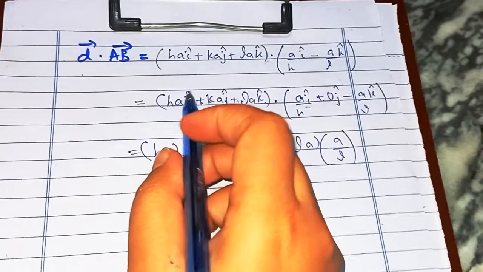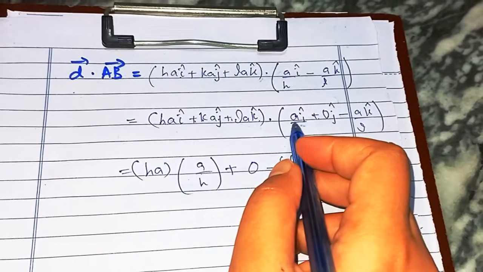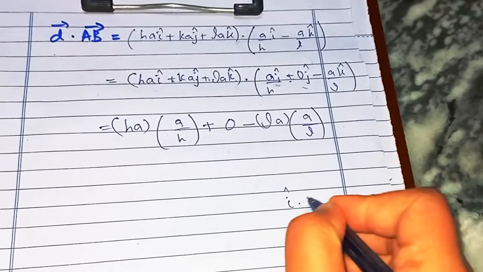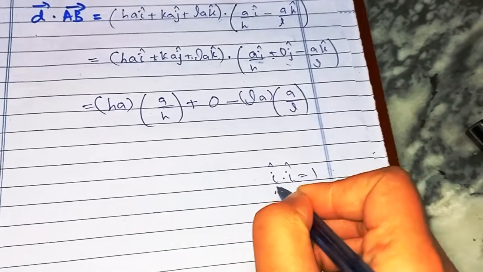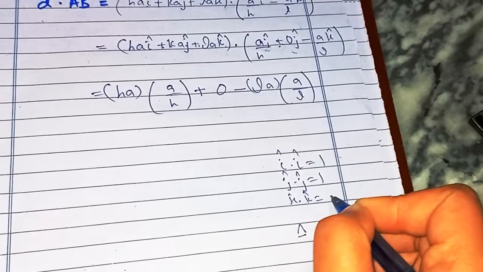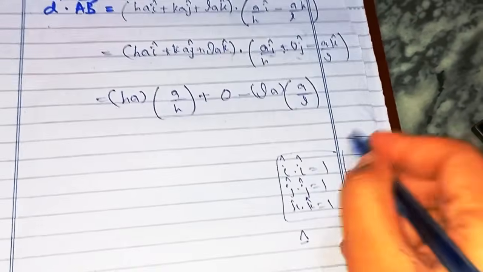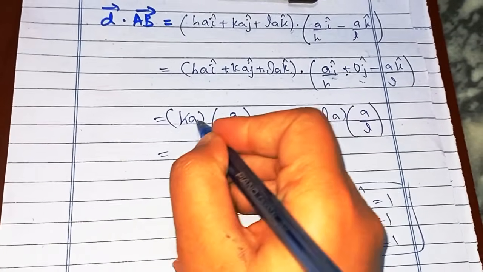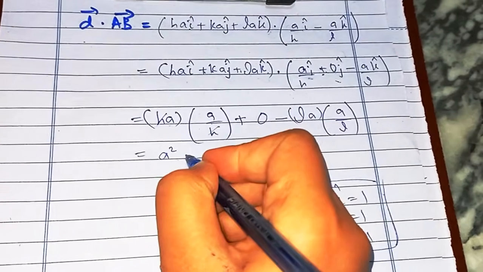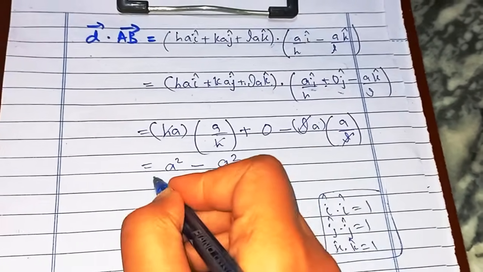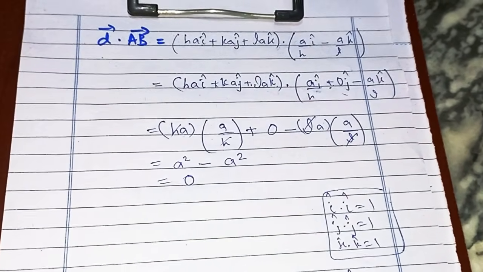If you are wondering what happens with these unit vectors, it's like I dot I equals 1, J dot J equals 1, K dot K equals 1. They actually become 1. That is why we are not mentioning them. H cancels, and A square minus L cancels, A square, which is 0.